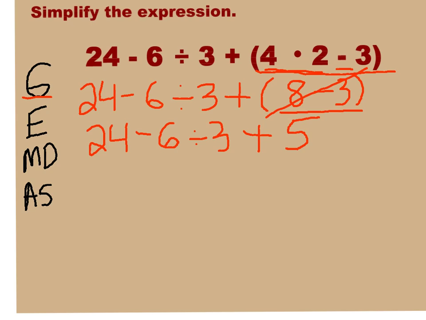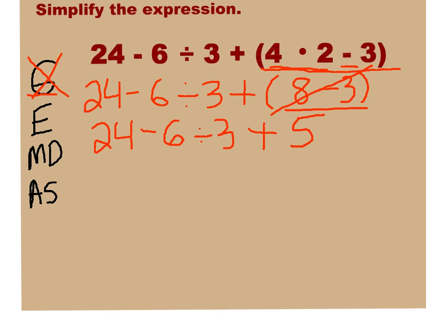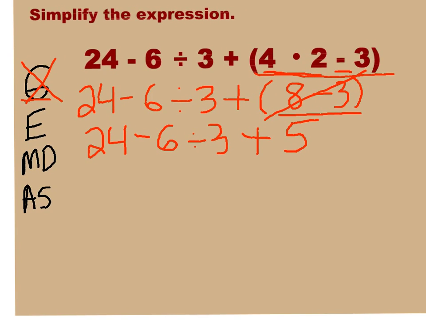So that parentheses is gone now. And we have no more grouping symbols, so we can cross off our grouping symbols. Now we'll move on to exponents. And if you look, there are no exponents in this expression, so we can move on to multiply and divide.